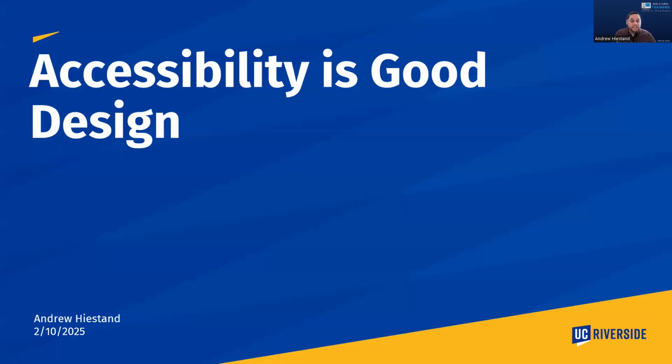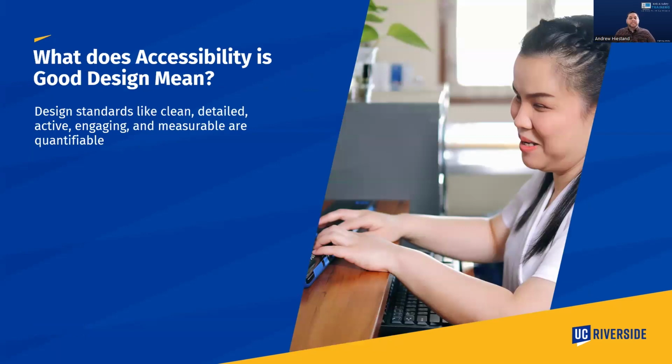And I'm here to talk to y'all today about how good design is accessibility and accessibility is good design. So, what do I mean by accessibility is good design? Well, it means that design standards like clean, detailed, active, engaging, and measurable are all quantifiable. What I mean by that is that we are able to assign numbers and values to these principles. So, if you think about accessibility work as an extension of good design standards and skills, it's a lot easier to understand how to make courses, how to implement things.